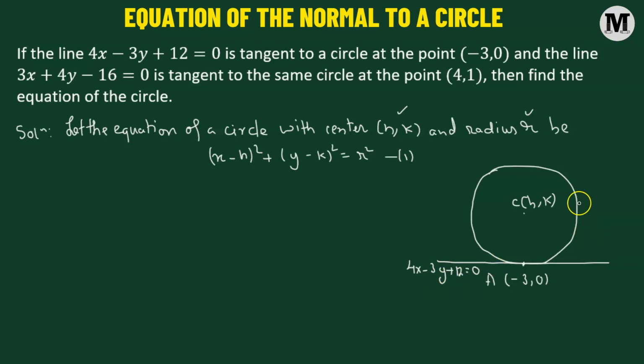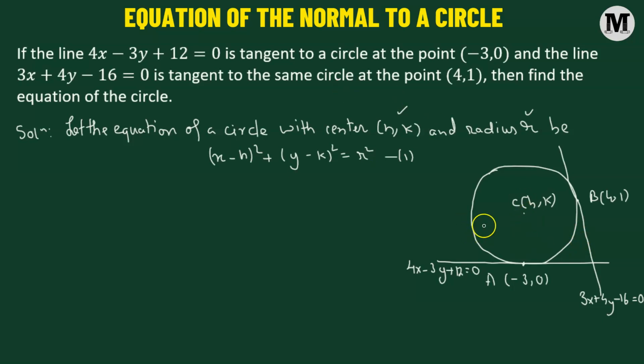Then we have another point, let's call it point B, with the coordinates (4, 1). Now we have another line which is tangent to the same circle at point B, and the equation of that line is given as 3x plus 4y minus 16 equals 0. Now, using the two tangent line equations, we need to find the coordinates of the center.